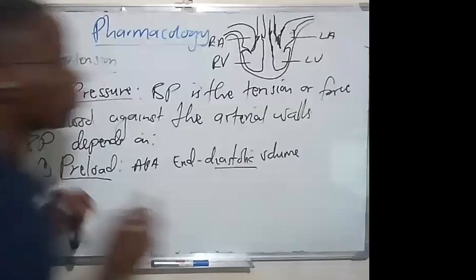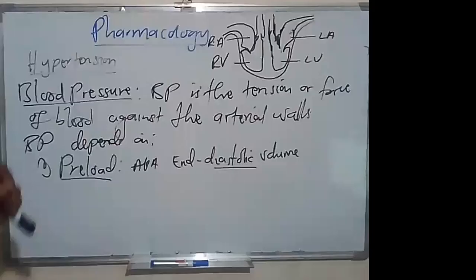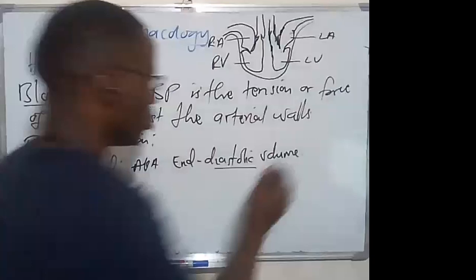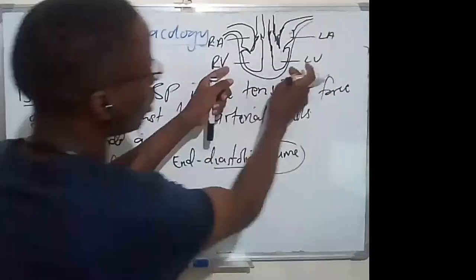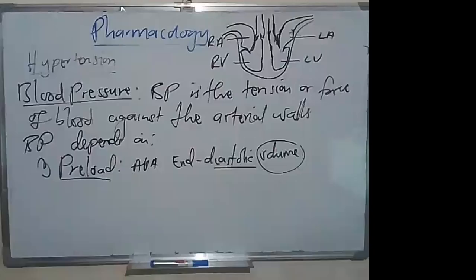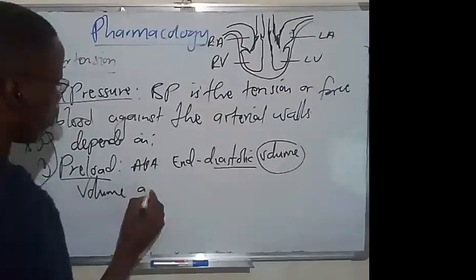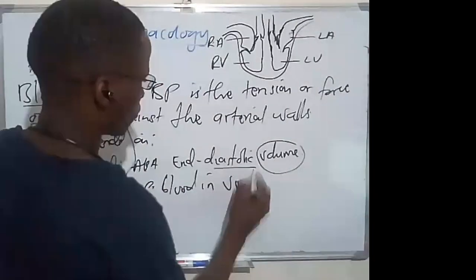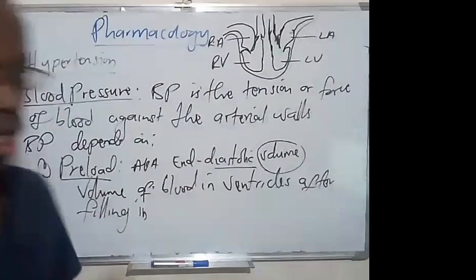Now, when we say diastolic, it means the relaxation of what? Of the heart. The relaxation of the heart. When we say end diastolic, we're talking about the volume of blood at the end of diastole, or rather at the end of each relaxation. So when the ventricles relax to fill in, the volume of blood that fills into the ventricles is what is called preload, or the end diastolic volume. So that is the volume of blood in the ventricles after filling in. When the ventricles relax and blood comes in, the amount of blood that is going to be there is what is called end diastolic volume, or preload.